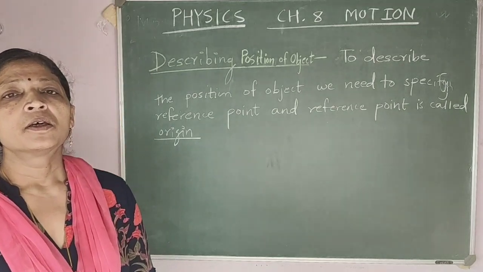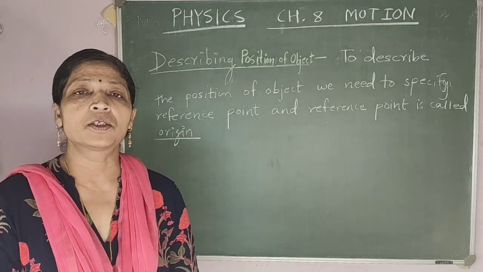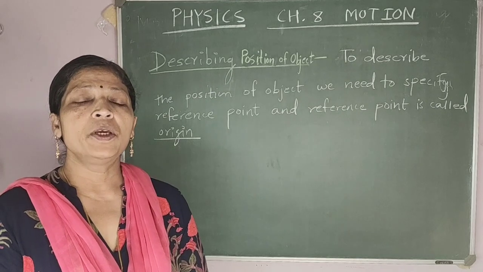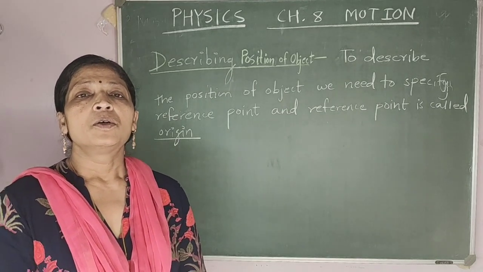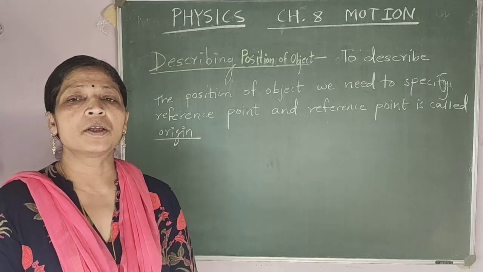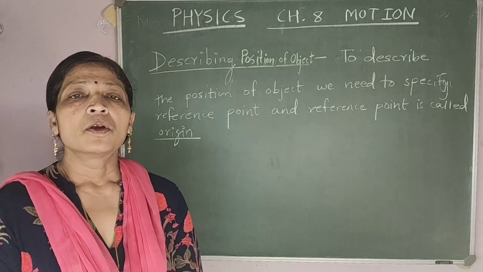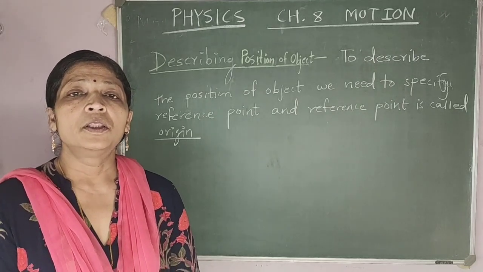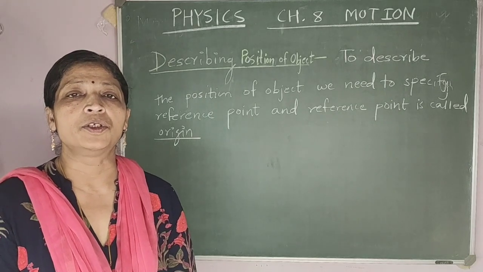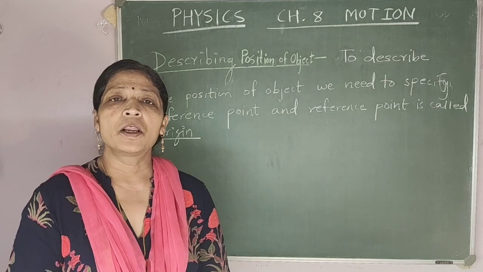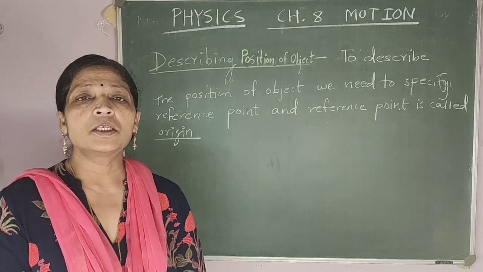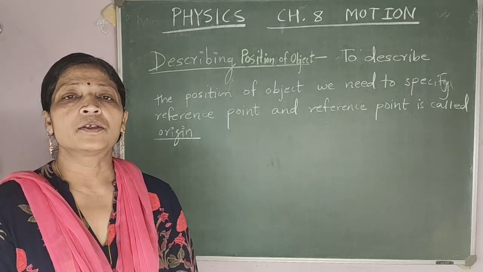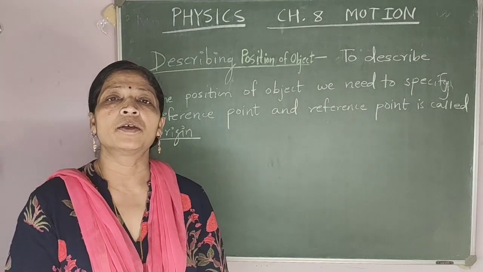To understand this, we take an example. Suppose someone asks you what is the address of your school, or where is your school, then you may say that our school is 2 km in the southeast direction from RR Cat. So in this example, you have taken RR Cat as a reference point. This reference point is called the origin. You can take another reference point also, but here we have taken RR Cat, and this will act as an origin while describing the address of our school.